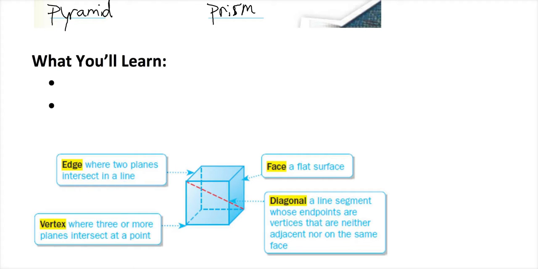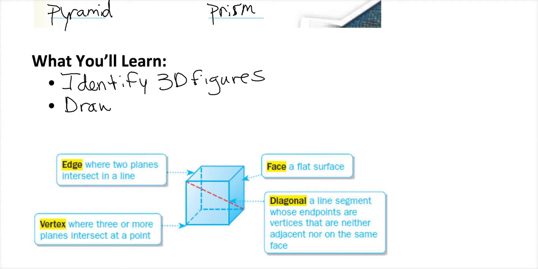Okay, we're going to identify and draw three-dimensional figures. So identify 3D figures, and draw 3D figures. Okay, there we go. Then let's take a look at the bottom part, and let's see what all these mean. So first we have an edge.